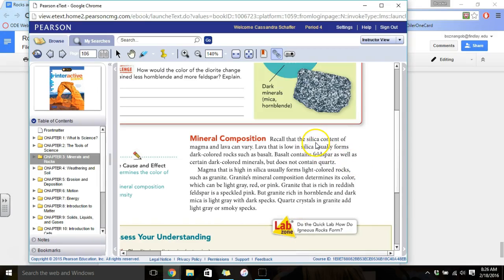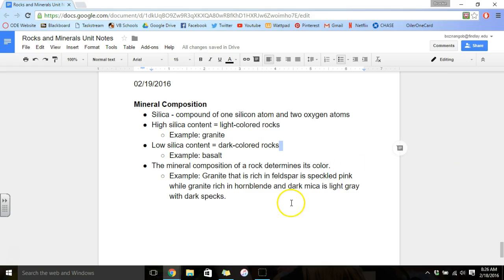So let's review. High silica content means that it's lightly colored, like granite, and low silica content means it's darkly colored, like basalt. So on that, you are good to go.